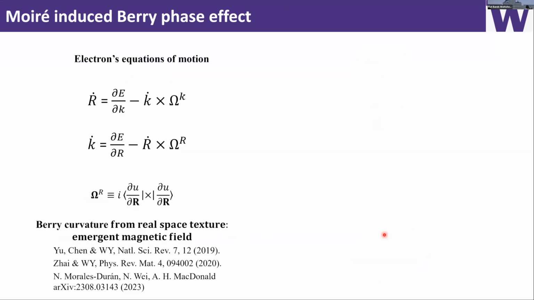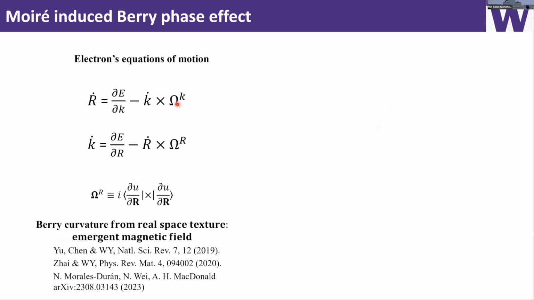The topology comes from this moiré-induced Berry phase effect. If we look at the equations of motion of electrons, there are two terms. The first term is probably familiar to everyone. In the second part you have a formula which is a cross product with Omega(k), the Berry curvature in momentum space.